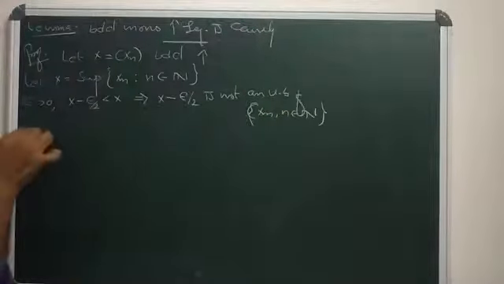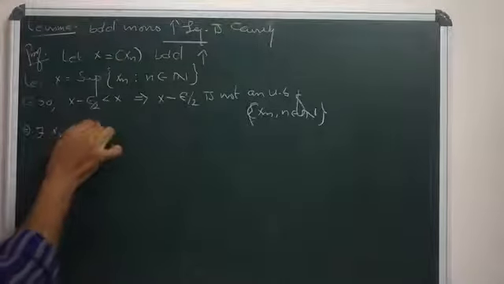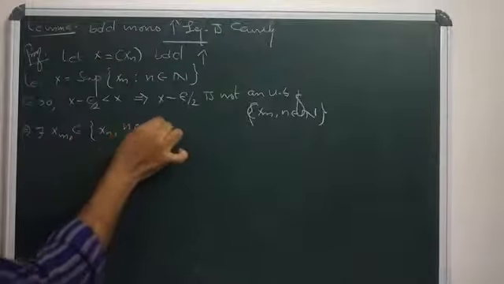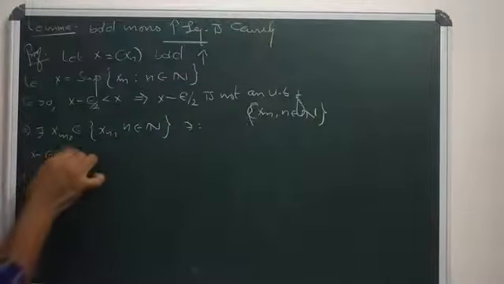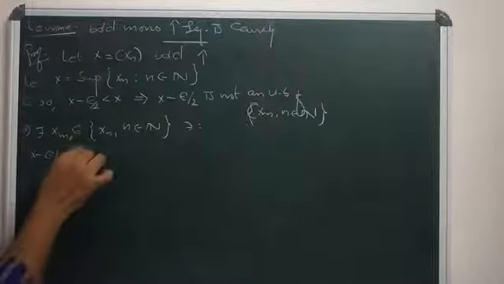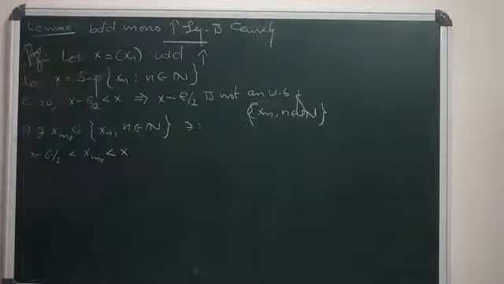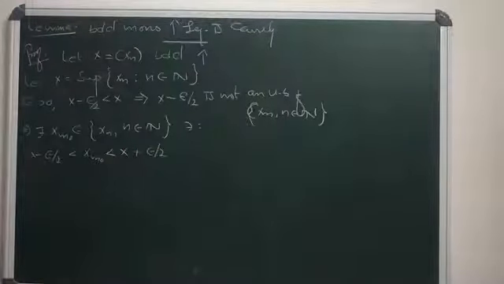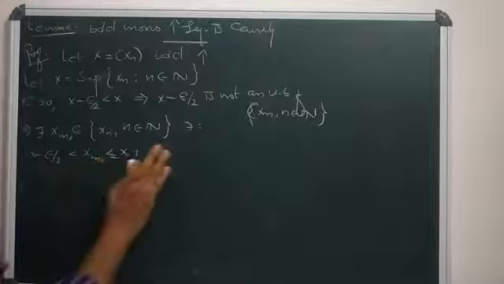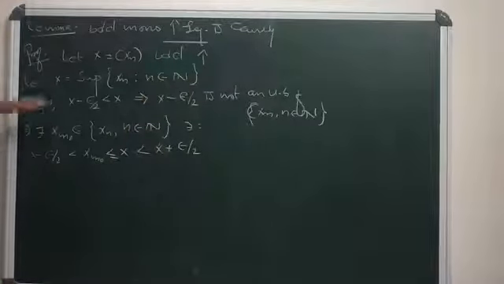That means there exists some x_m0 in the set of all x_n, n in N, such that x minus epsilon by 2 is less than x_m0, which is less than or equal to x, which is strictly less than x plus epsilon by 2. That is because of the choice of this x.